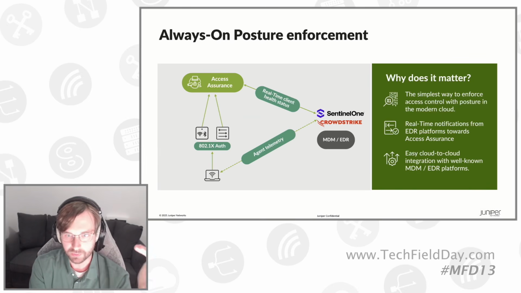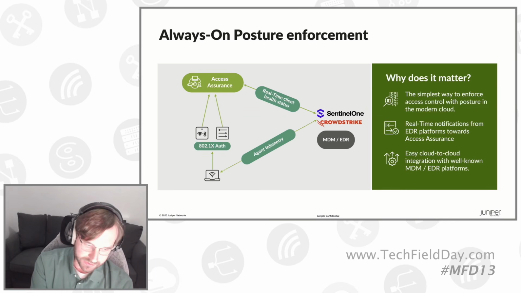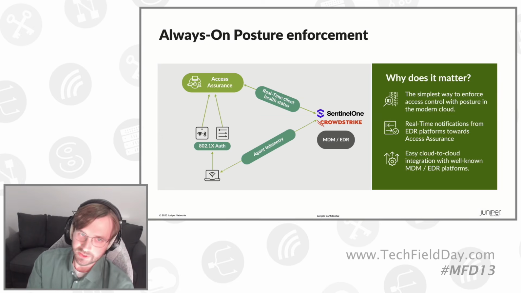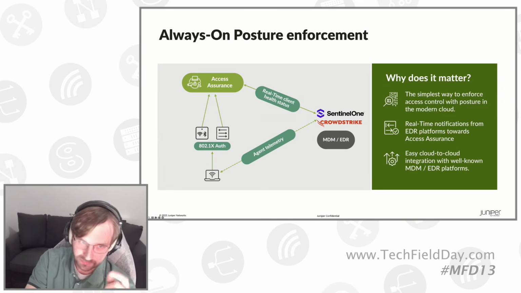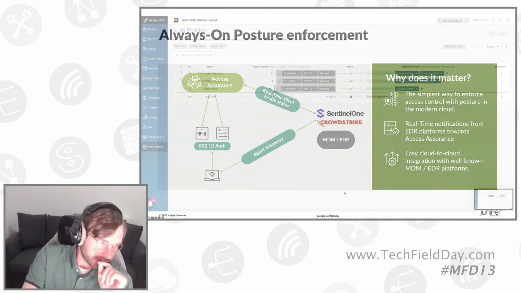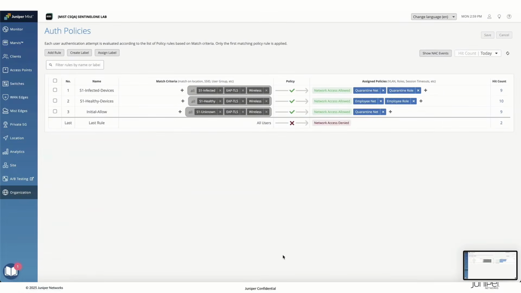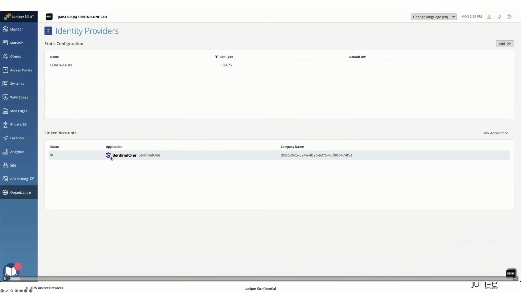We will start with CrowdStrike and SentinelOne. So they will send us live notification. We will be able to immediately change the policy on the client. Right, so that's why we call it an always-on posture enforcement. Now let's look at the demo. So what we'll look at is a simple scenario. We will first look at the additional.